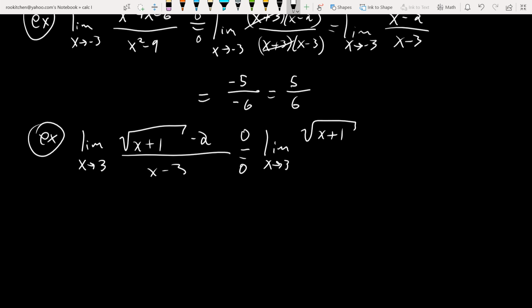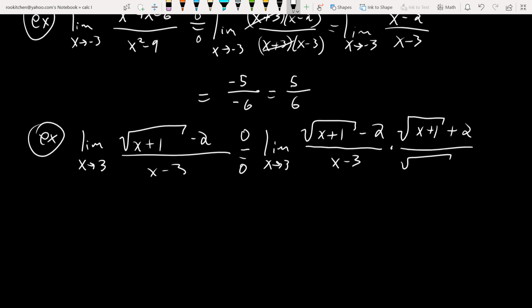You're going to multiply top and bottom by the conjugate of the numerator. So you go square root of x plus 1 plus 2, all over the square root of x plus 1 plus 2. Okay, so we'd end up with the limit as x goes to 3 of the square root of x plus 1 times the square root of x plus 1. The square roots go away, you get x plus 1.